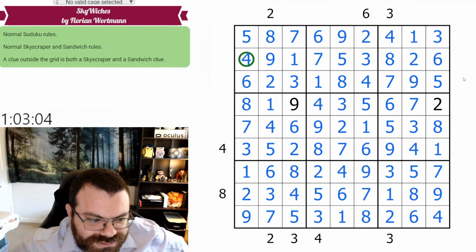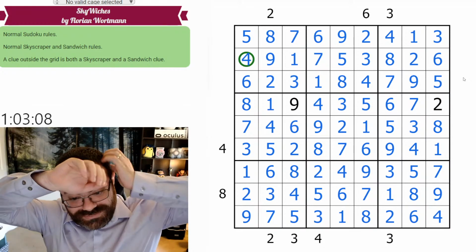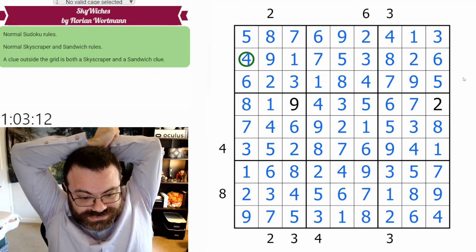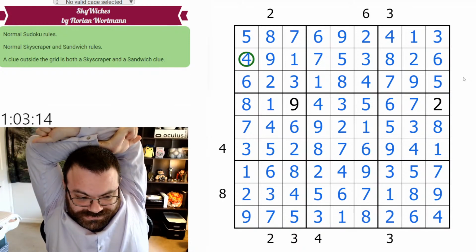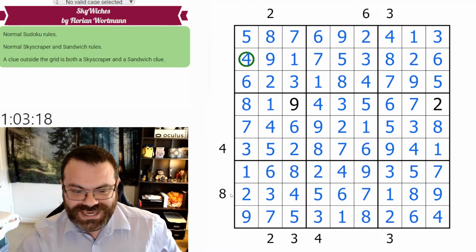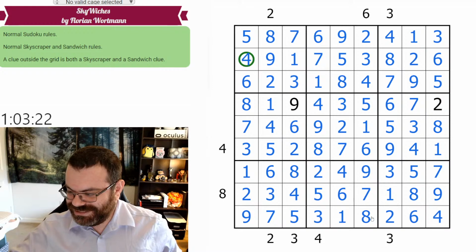That was a good difficulty. Some interesting logic with the sandwich skyscraper combo. I seem to remember the other one I did having an 8 as a break-in as well. Just forces a ton of digits.